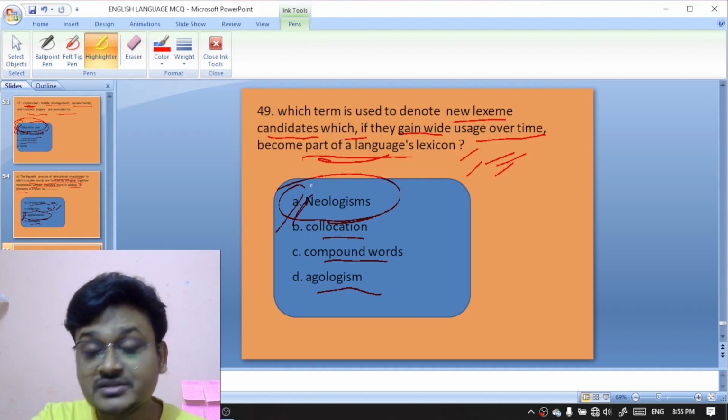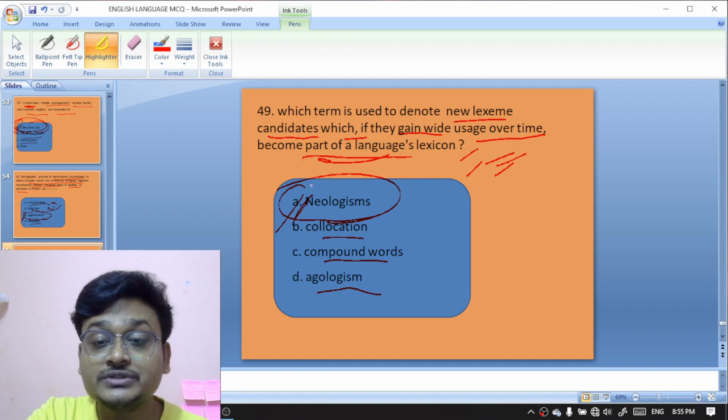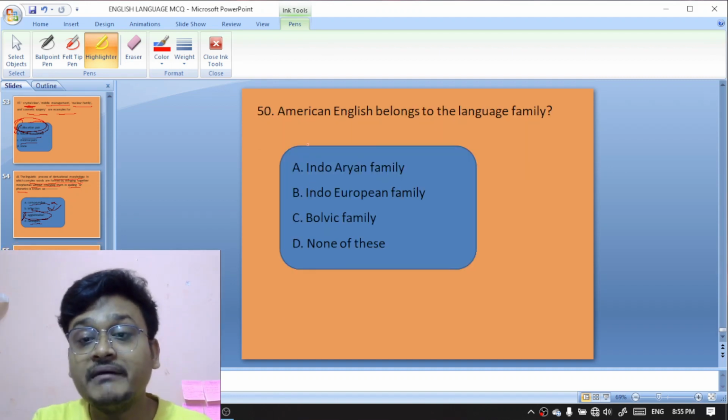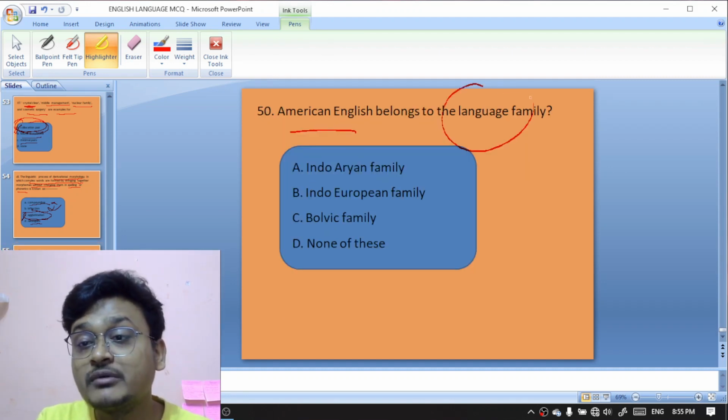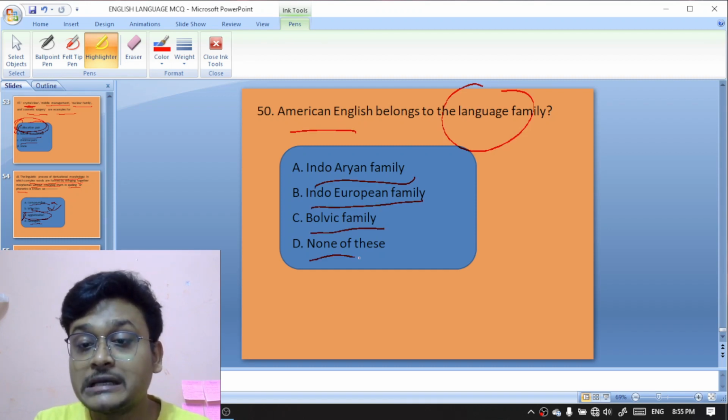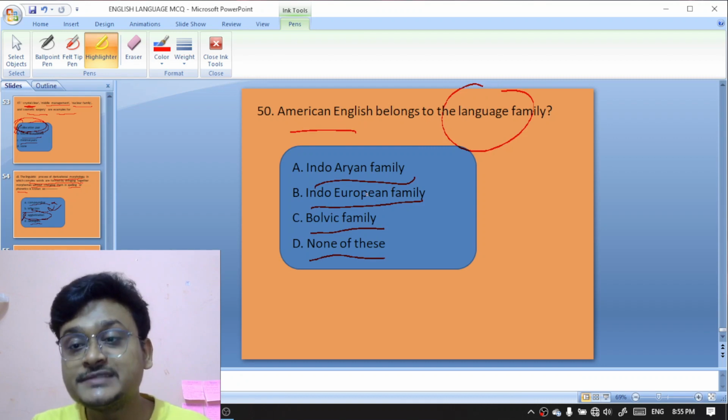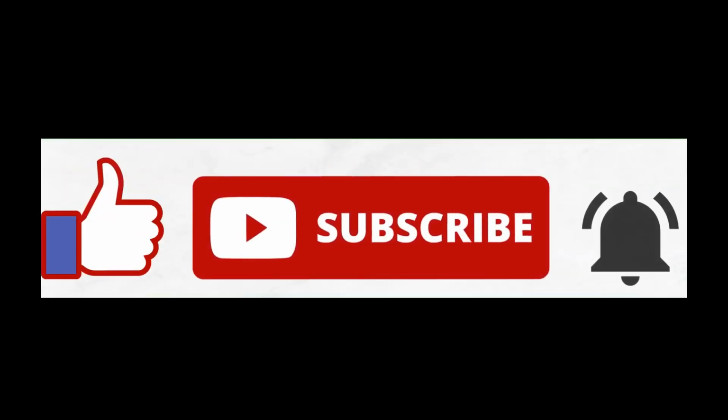To wind up the session, let's have the last question of today. It is question number 50. American English belongs to which language family? Indo-Aryan family, Indo-European family, Slavic family, none of these. So American English belongs to the Indo-European family.